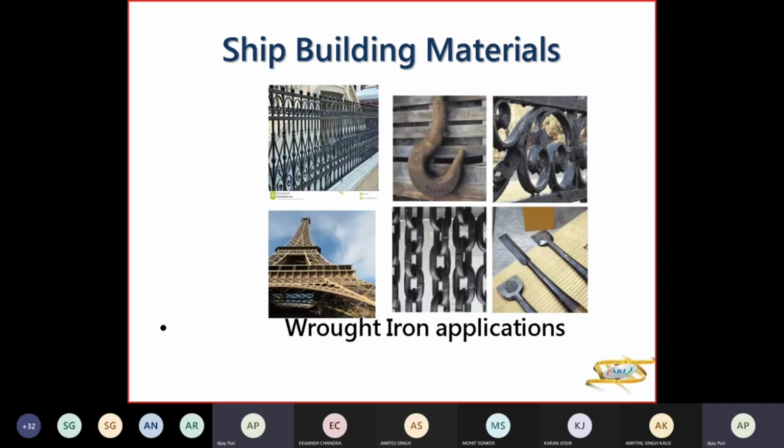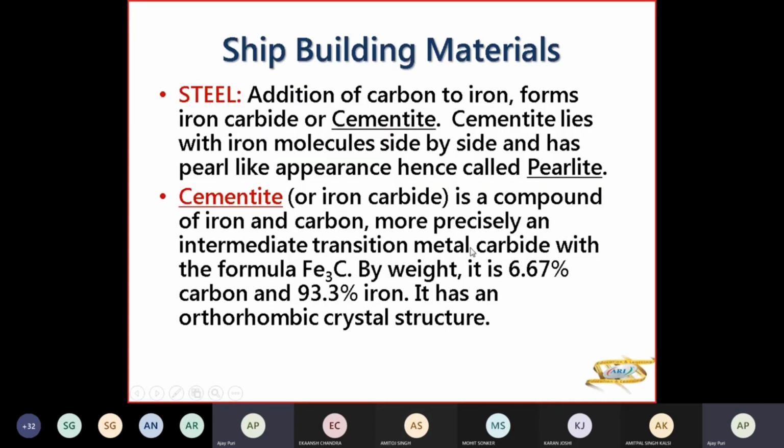Here you see the Eiffel Tower is made of wrought iron. The iron pillar near Qutub Minar is made of wrought iron. That's why you don't have any rust on it for thousands of years. These are fencing made of wrought iron, chain hooks are made of wrought iron, implements made of wrought iron. So that is your wrought iron application.